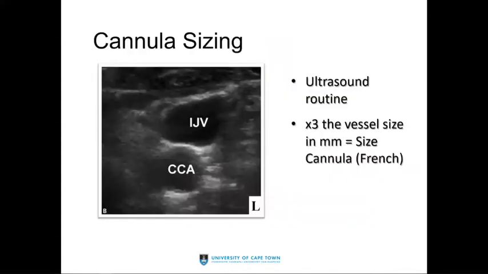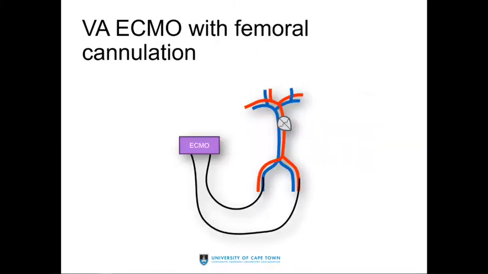In terms of sizing, we would use ultrasound to assess the size of the vessel and generally aim for 3 times the vessel size in millimeters would be the size French cannula we can get in. So if you have an 11 millimeter IJ, you can get a 31 French Avalon cannula in if you wanted to. And this is the kind of size that we're talking about. For a big adult male, we would be aiming to put a 28 French into the groin and advance that up just into the IVC where it's entering into the heart.